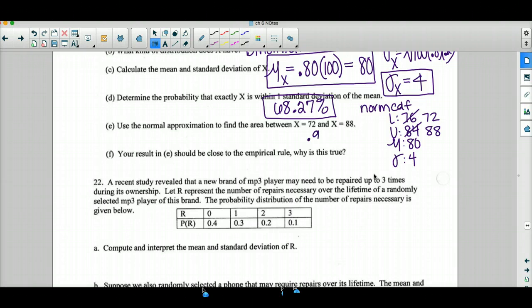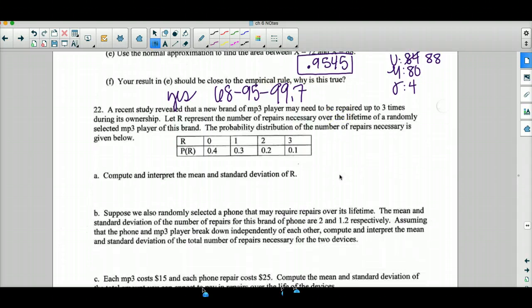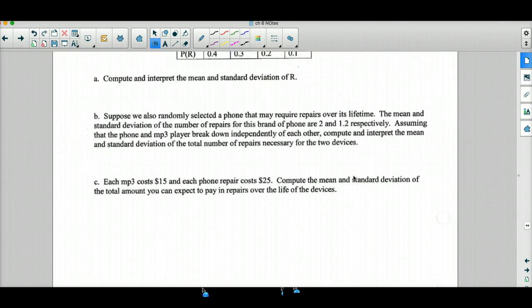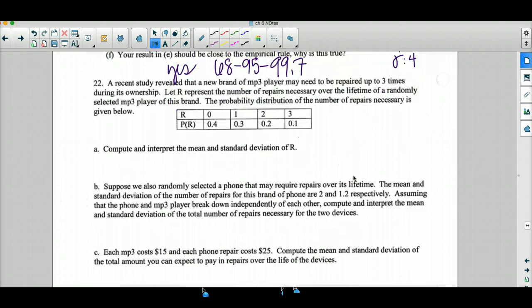And I have 0.9545. Is your result close to the empirical rule? Yes, it's 68, 95, 99.7. Bless you. Okay, we're about done. Yes, we're about done. And you guys will be really good.